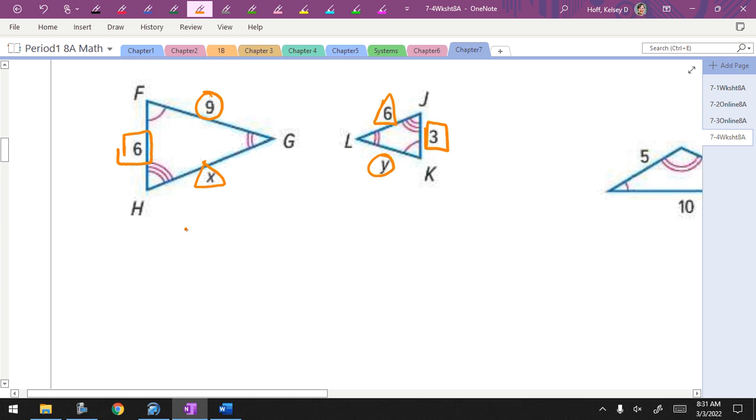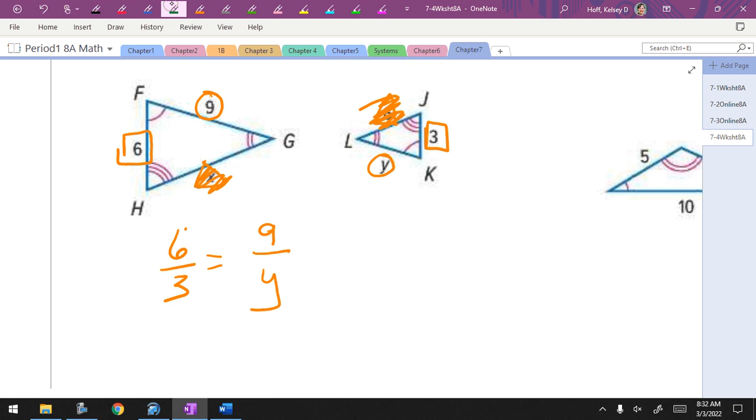So you want 6 on top or 6 on bottom? Okay, 6 over 3. Cross off x and 6. We're going to find y. Now, what other number is with 6 in the same shape? 9. So 9 goes on top. And what goes on the bottom? Y. 9 matches up with y.